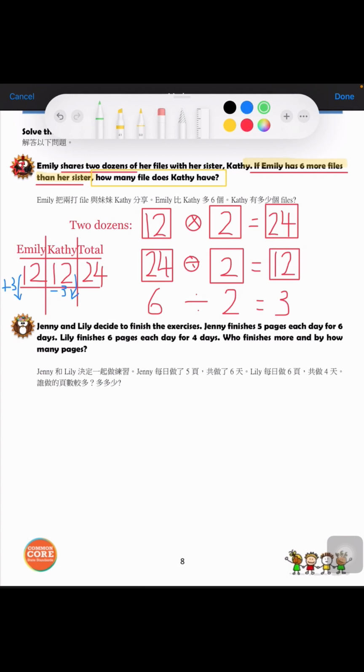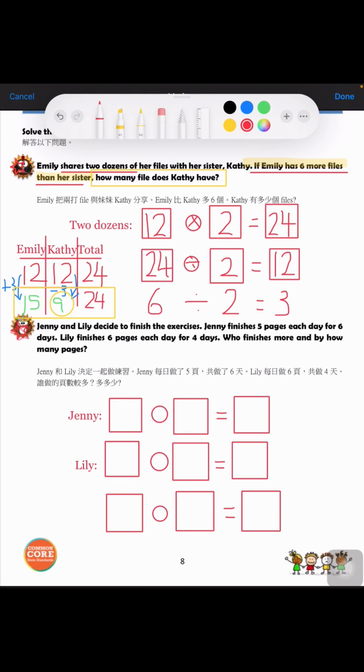So Emily would have 15 files, and Kathy will have 9 files. So that 15 plus 9 equals to 24, while 15 minus 9 equals to 6. Therefore, this is the right combination. So Kathy has 9 files. Let's move on to the next question.